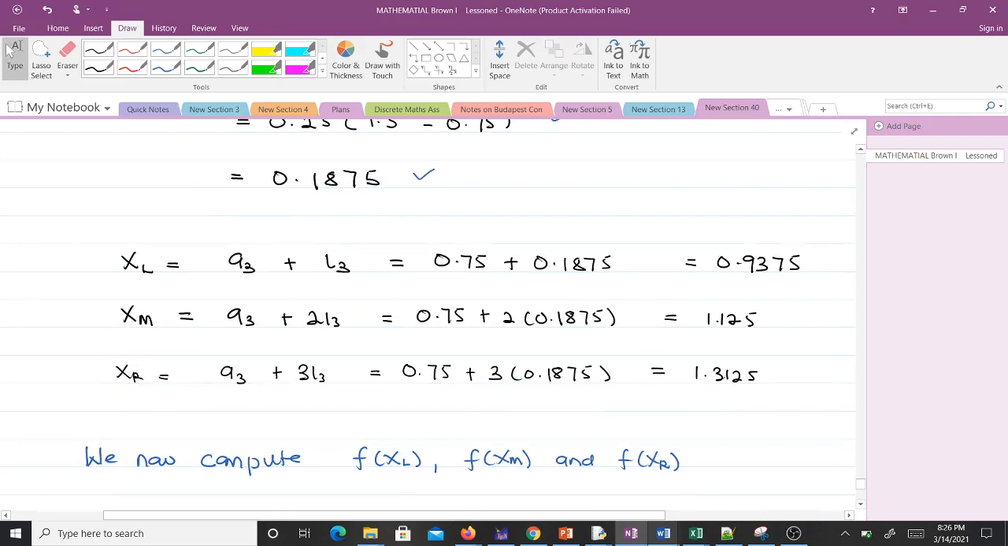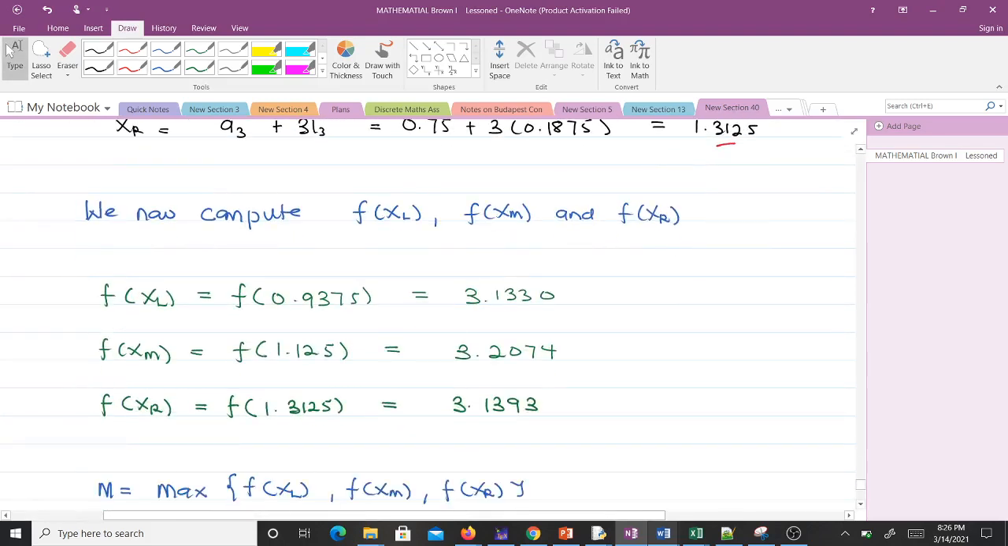So XL is given by this formula here. And computing that gives us this. XM is given by this formula here. Computing that gives us this. And when you compute XR, we get this. So now we have to compute f of XL, XM, XR, and find the maximum of it.